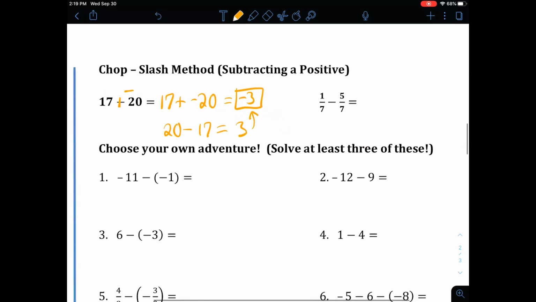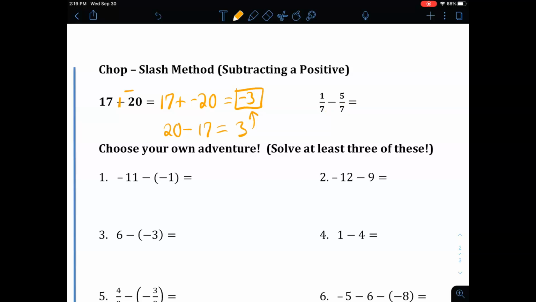Okay? Ooh, we got a tricky one here. We got 1/7 minus 5/7. We are subtracting fractions. So, when adding up or taking away fractions, don't be a hater. Bottom numbers have to be the same, a common denominator. So we have a common denominator here.